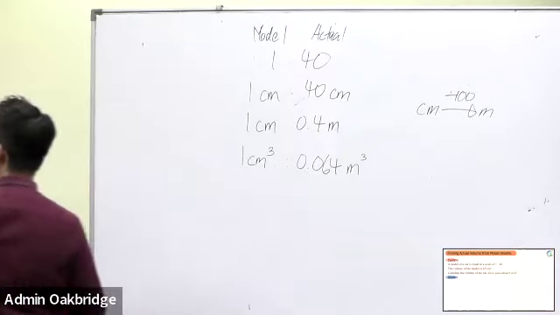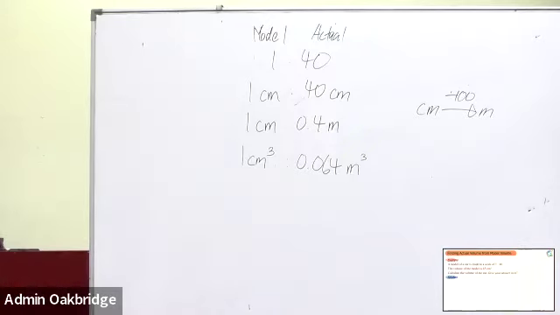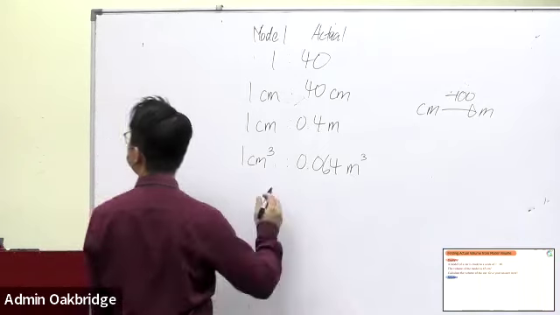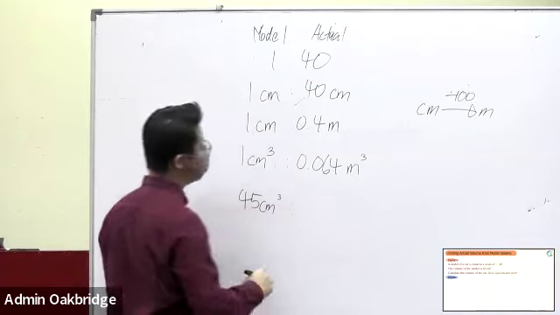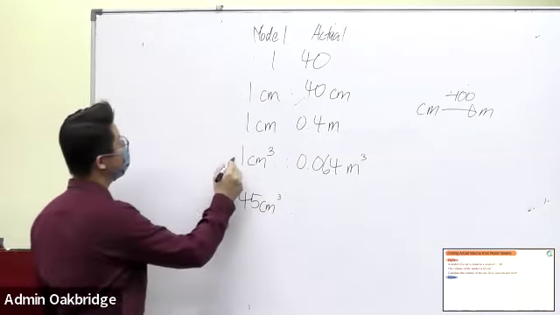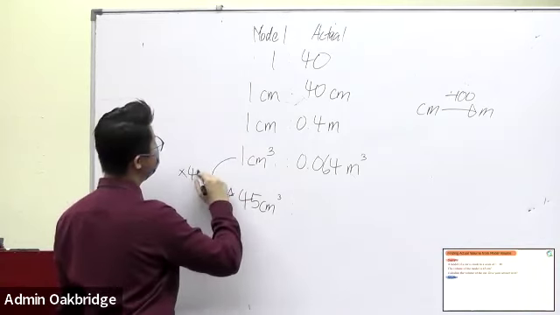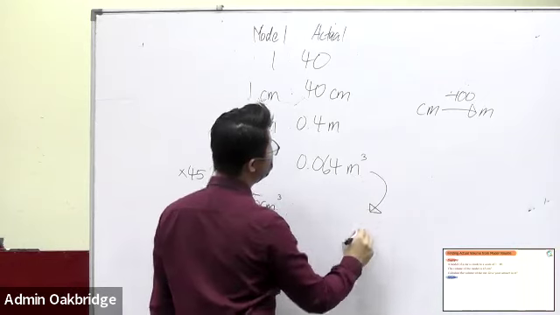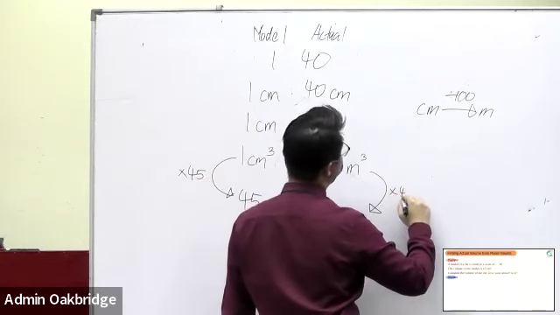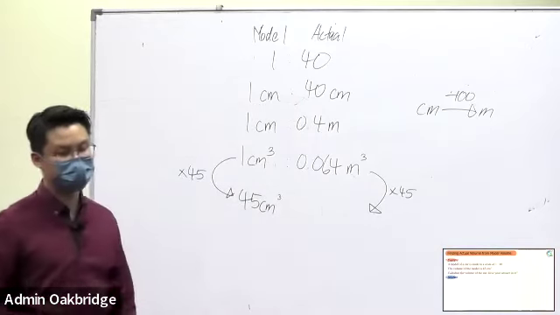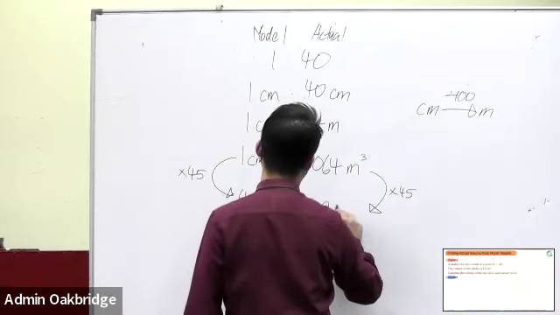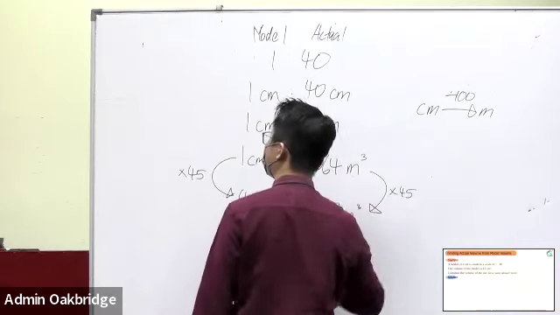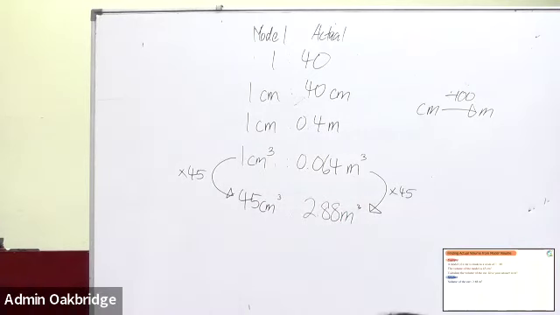And then what I want to find out here is the volume of the actual car, where the volume of the model is 45 cm cubed. So from 1 to 45, you need to multiply by 45. This one also has to follow, times 45. And we get 2.88 meter cubed, the volume of the car.